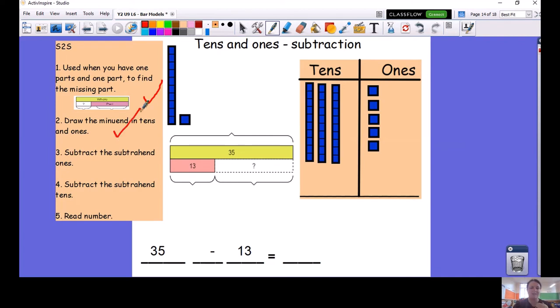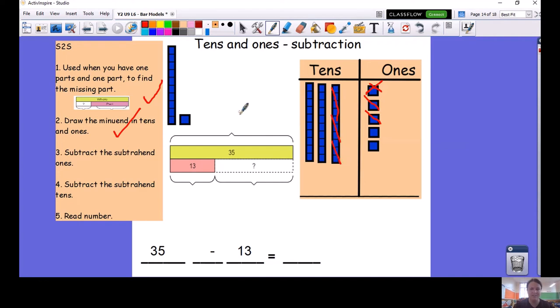Now I need to subtract the subtrahend. Now to do that, I am going to cross them out. So I need to subtract my ones first, and I need to subtract 3 ones. So cross that one out. 1, 2, 3. Now I have to subtract how many tens I need to subtract. How many tens are there in 13? Just 1. So I need to cross out my 10.